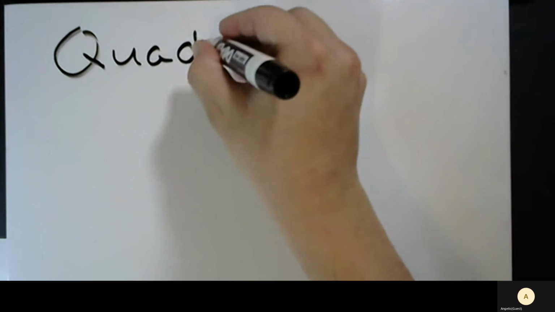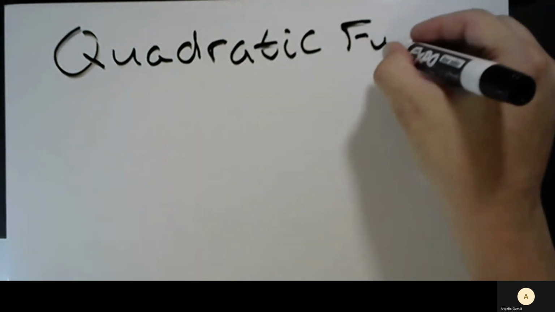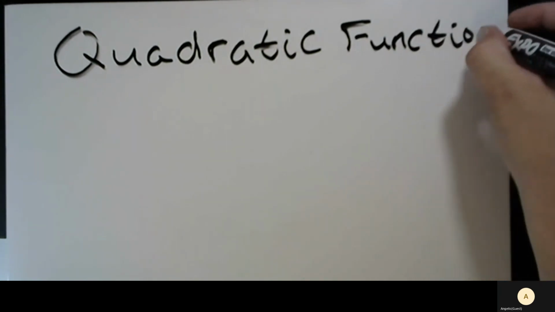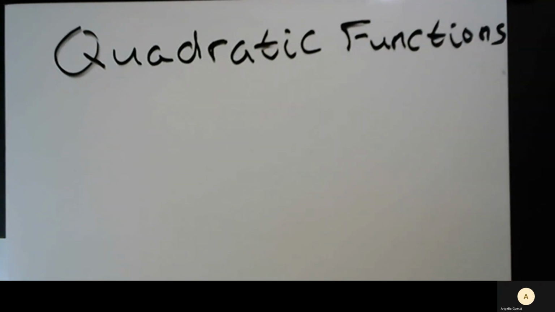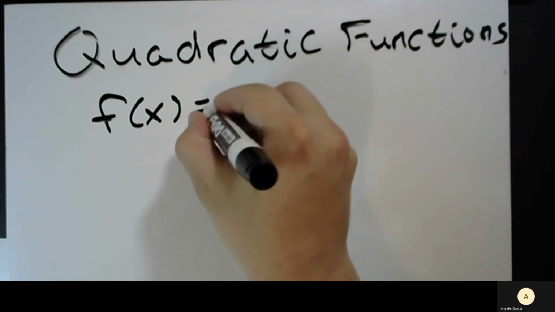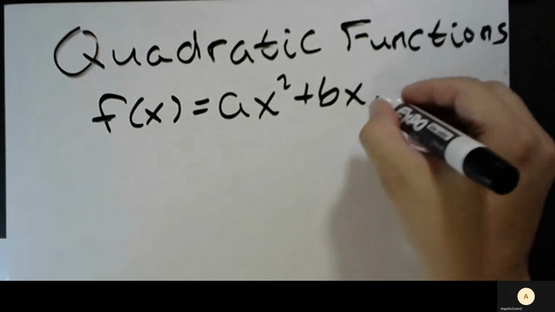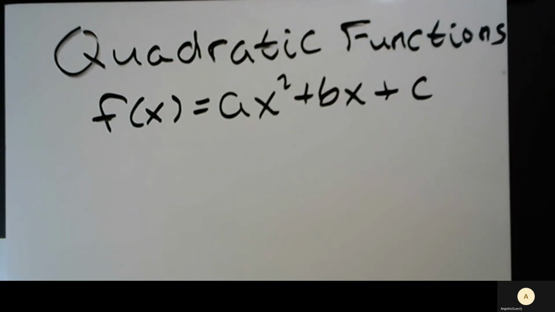So what we're doing, we're revisiting quadratic functions. And again, these are going to be of the form, now we're going to use the function notation for these, ax squared plus bx plus c. And again, we want to be able to identify what a is, b is, and c is.